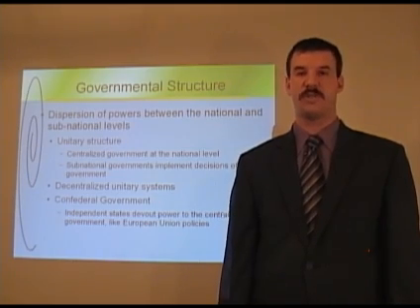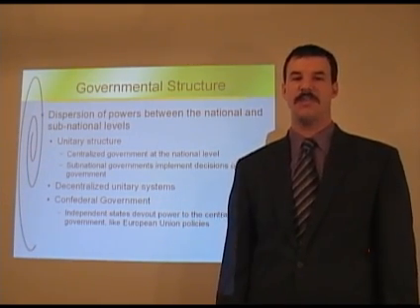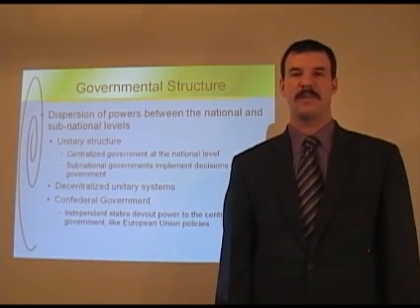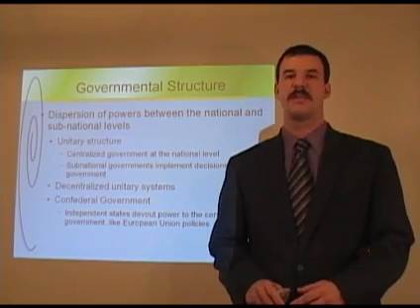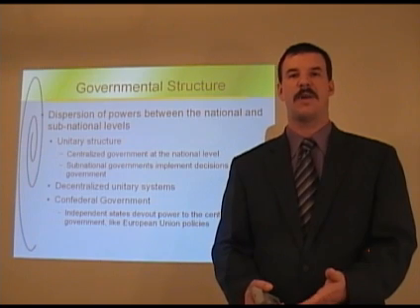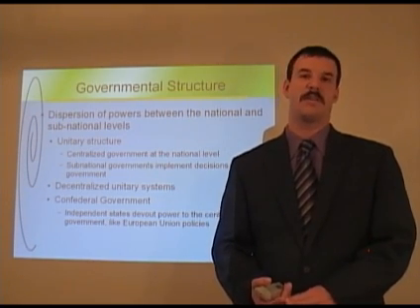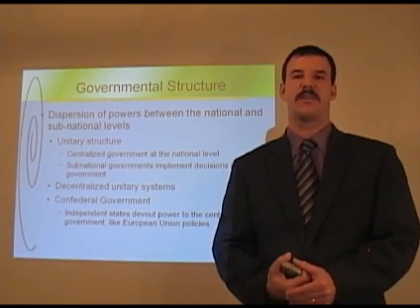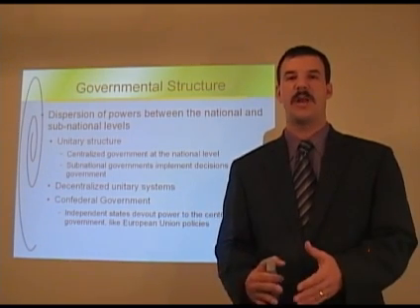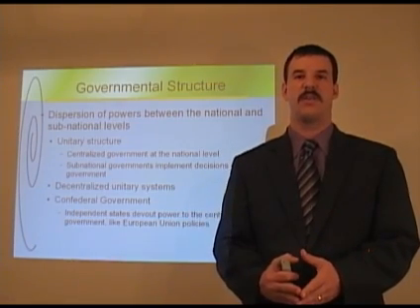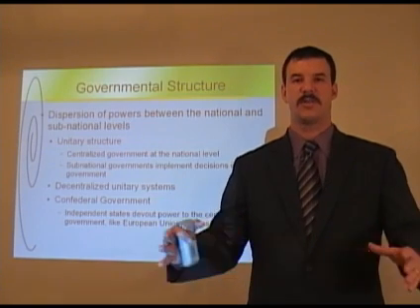So you have here a unitary structure, which is a centralized government at the national level. Subnational governments implement decisions of the central government. So the subnational, or local, governments will operate and put into place the decisions of the central government so that everything will function that way. Decentralized unitary systems are similar in that they're unitary systems, but they're for larger geographic countries where they would need to have a little bit more power to operate without constantly relying on the central government as a go-between. It's the same idea, but on a larger scale.